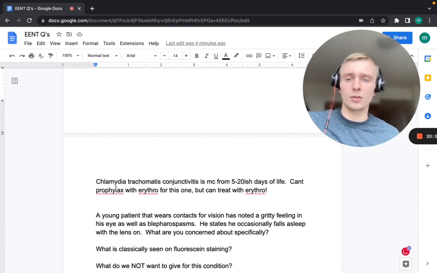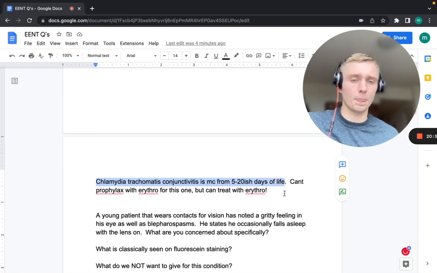So no, chlamydia trachomatis conjunctivitis is most commonly from 5 to 20-ish days of life. So again, silver nitrate, chemical conjunctivitis, day 1, day 2 through 5, gonococcal, and beyond day 5, basically, chlamydia. You can't prophylax with erythromycin for chlamydia, but you can treat with erythromycin. So again, prophylaxis with erythromycin ointment is good for gonococcal conjunctivitis, but it doesn't work against chlamydia conjunctivitis.